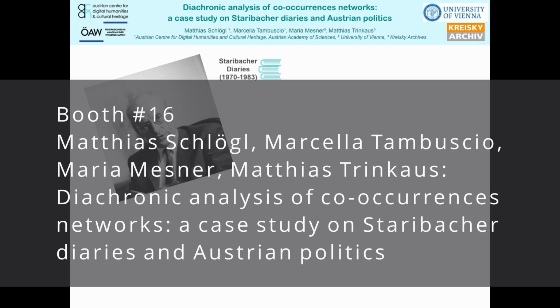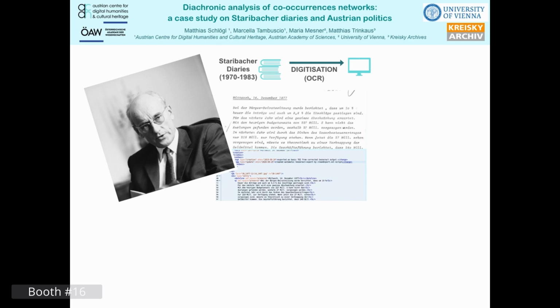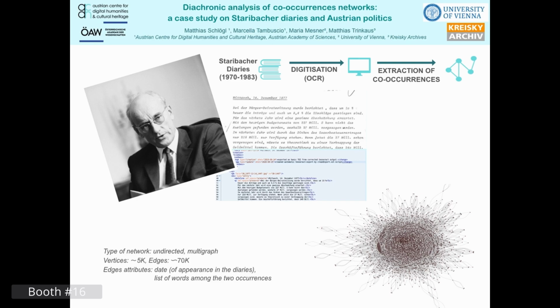Josef Stadelbacher was an Austrian politician and minister in foreign governments. In his diaries, he described any meeting and discussion, a very large amount of text that has been recently digitized. We build a graph from co-occurrences of people mentioned in the text, using the parse tree of a sentence to find persons who are semantically related.